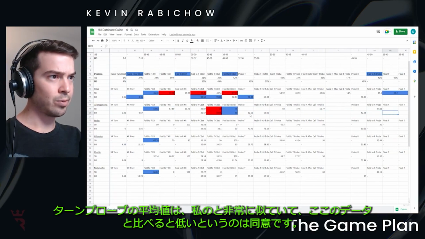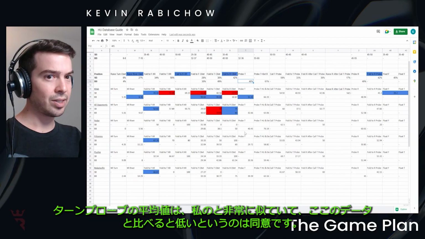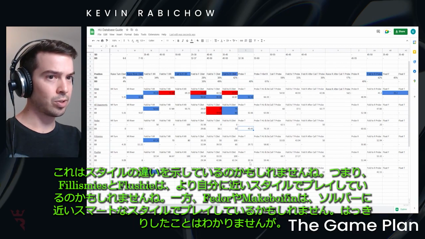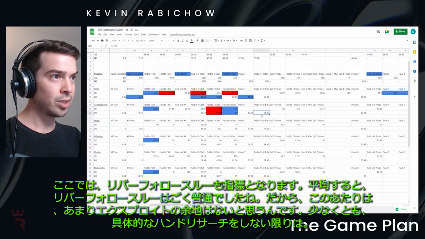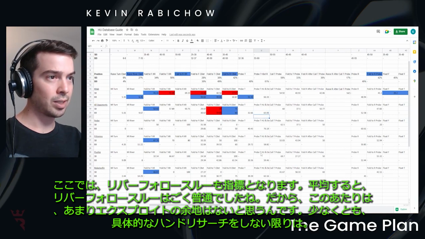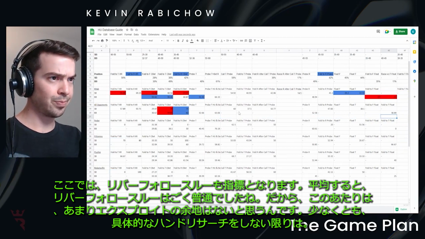Turn probing on average was very similar to my own, which I agree is low compared to the data here. This could show a stylistic difference, right? So Philizmies and Flushy might be playing a more similar style to myself, whereas Fedor and MakeBoyFin might be playing a more similar style to the solver. I don't really know for sure. River follow-through is also an indicator here. On average, the river follow-through was just pretty normal. So I don't think there's a lot for me to exploit in this area, at least not without specific hand research.